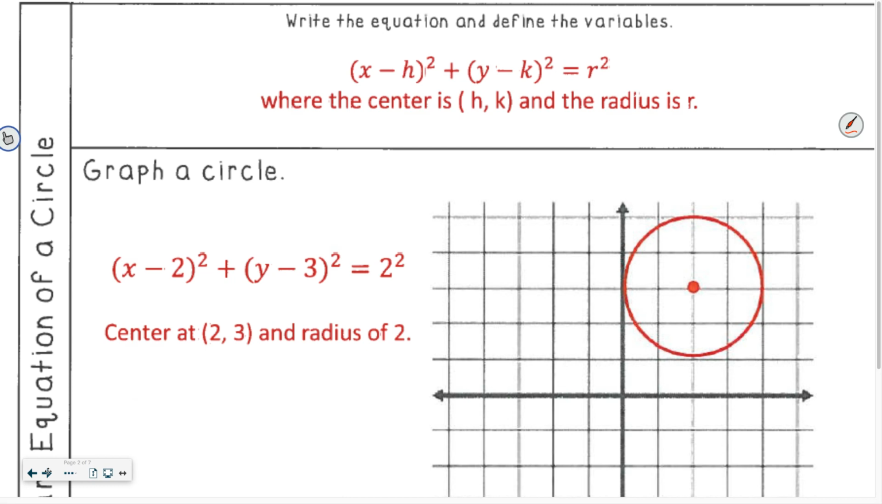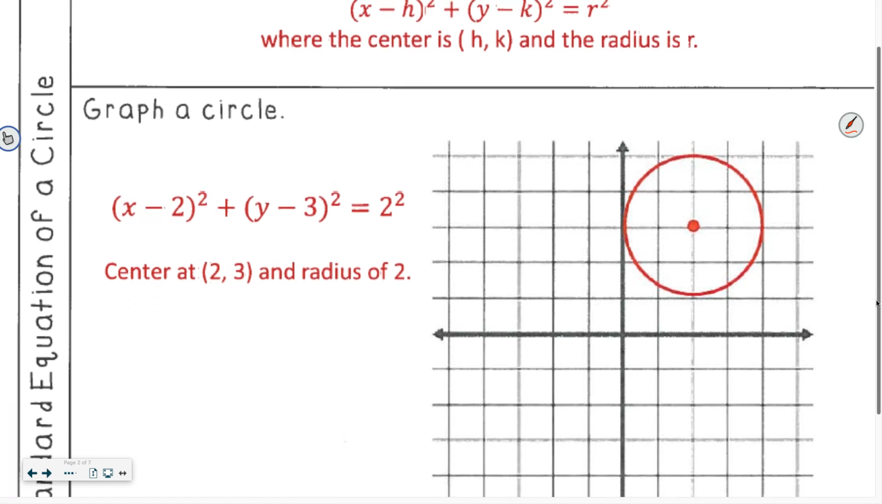So circles are really easy to graph because all you need to know is where's the center and how much is the radius, and then you can make a circle. So here they want us to graph this circle. And so we have an example here. And so this is my equation. So it says x minus 2 squared plus y minus 3 squared equals, and then they have here 2 squared. And a lot of times you're not going to see 2 squared, but you'll actually see the number 4.